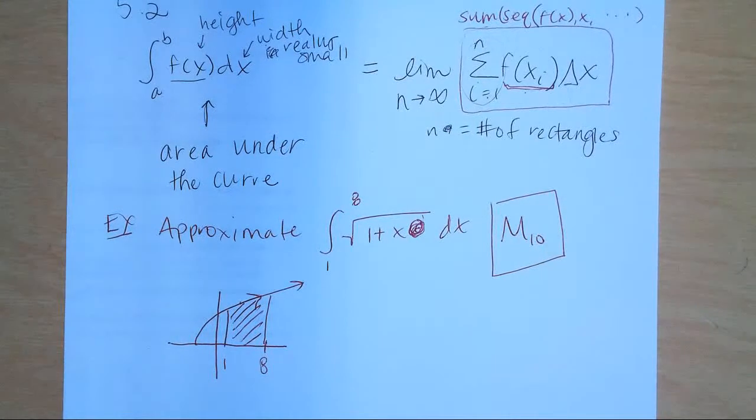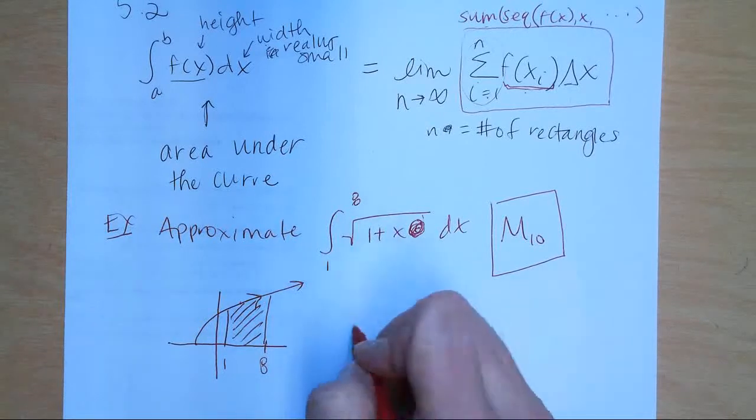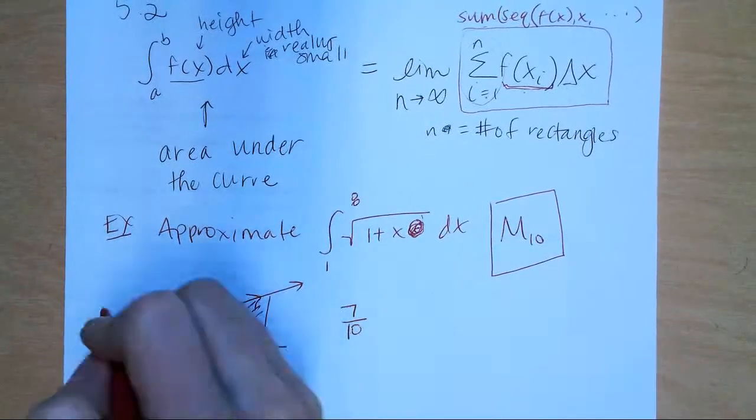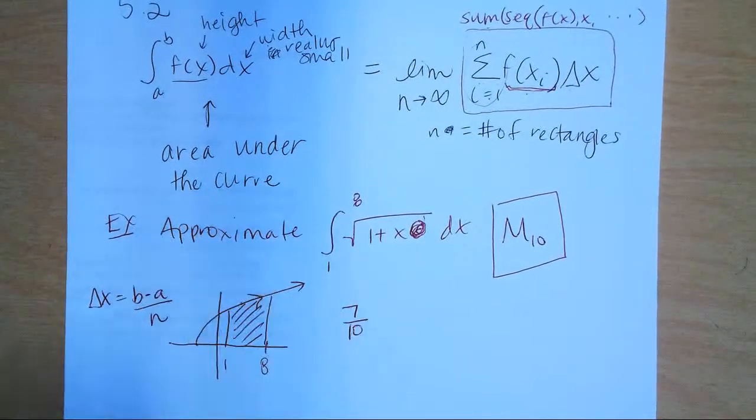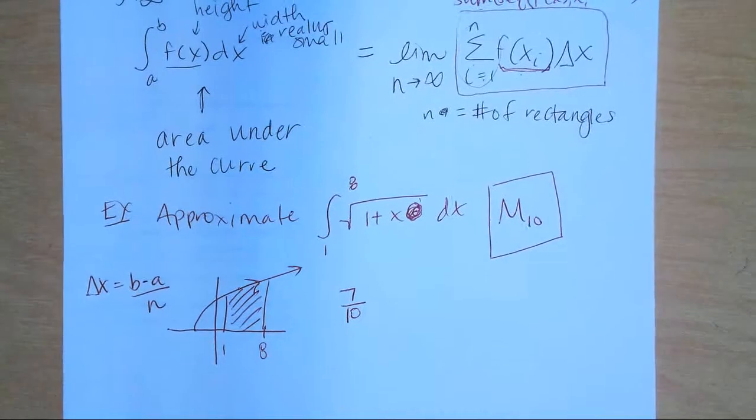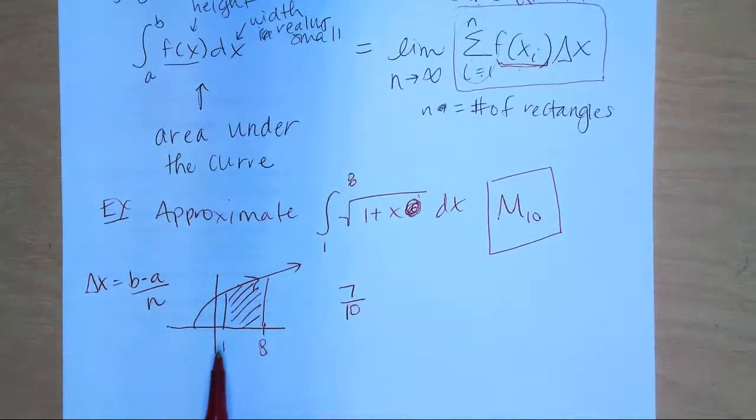Yes, which is 7 over 10. So remember that the change in x is always b minus a over n, where n is the number of rectangles. So b is 8 minus 1, b minus a over 10, because we want 10 rectangles. Does everyone see that? Okay.